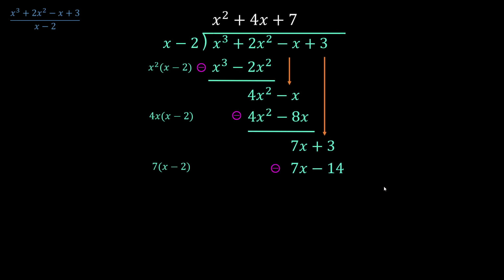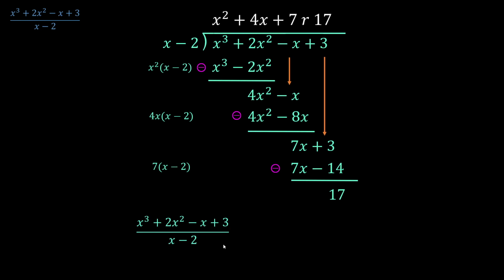And we need to subtract them from each other. 7x take 7x is 0. 3 take negative 14 is positive 17. Once we get to this number here, if it's a constant, that's our remainder. So we can write it here, remainder 17. So our answer is going to be x squared plus 4x plus 7 with a remainder of 17.